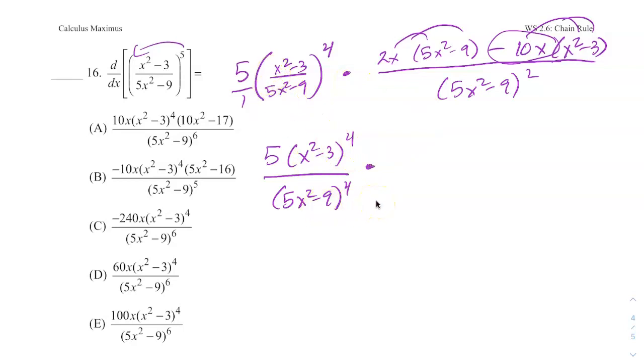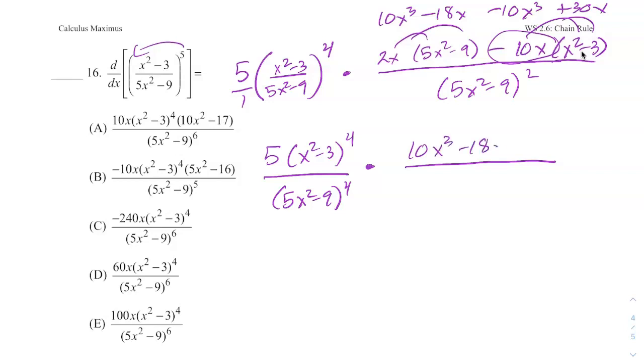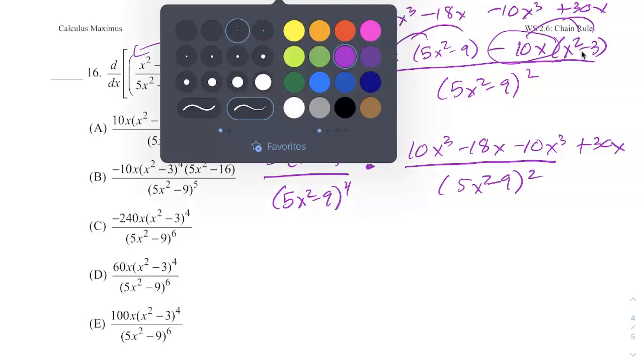And then over here, what do we have? We have 10x cubed minus 18x. And again, you always bring the sign with this guy. So -10x times x squared is -10x cubed. And then -10x times -3 is a positive 30x. So let's write it here so I can work with it. Plus 30x. And at the bottom, I'm just going to leave it the way it is. Okay, then let's see what happens.